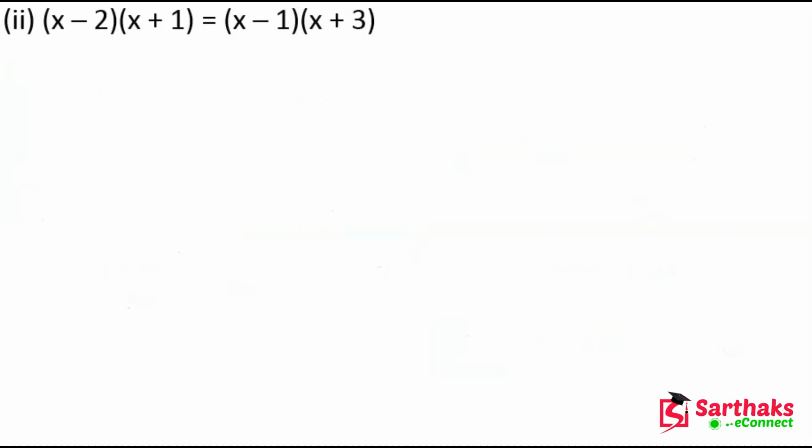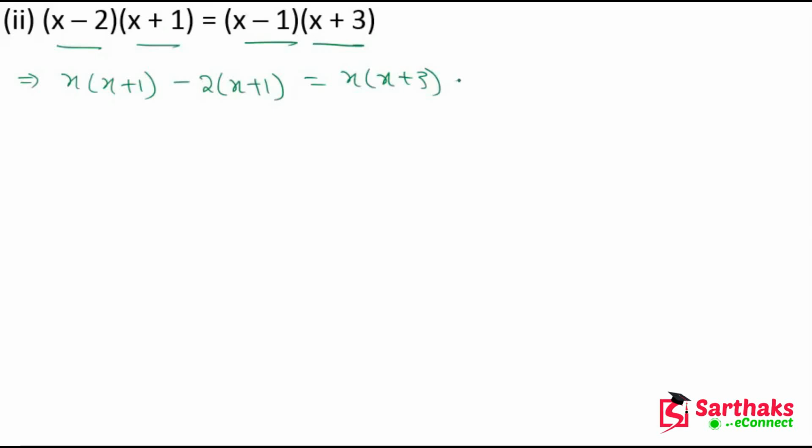Yes, so our next question is (x minus 2) into (x plus 1) is equal to (x minus 1) into (x plus 3). So again, first of all, we have to simplify this expression. So we get, if we multiply x into (x plus 1), then we get, and minus 2 into (x plus 1), which is equal to x into (x plus 3) minus 1 (x plus 3).